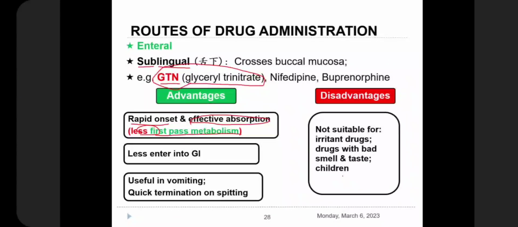And here I want you to notice children. The child is not suited for sublingual administration. Why? Because they don't understand what sublingual means or how to do it. When you give a pill, he just eats it like some oral nutrition. So I think there's no need. You cannot give a drug to children by sublingual administration.